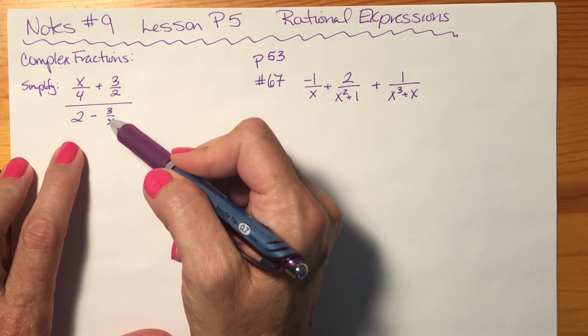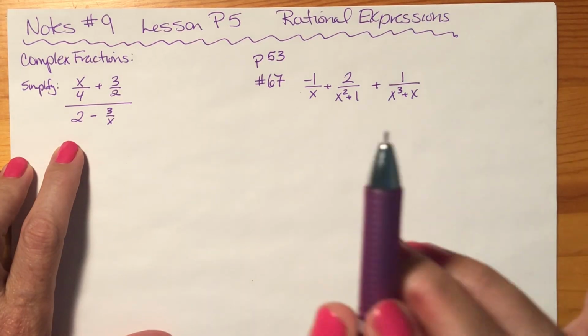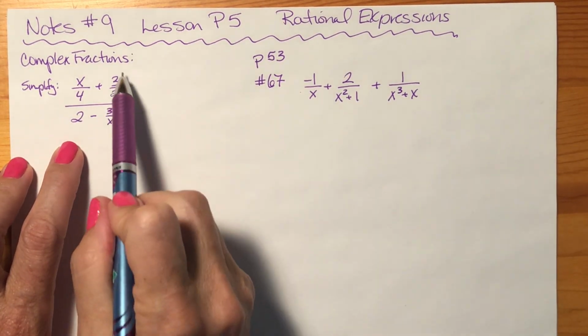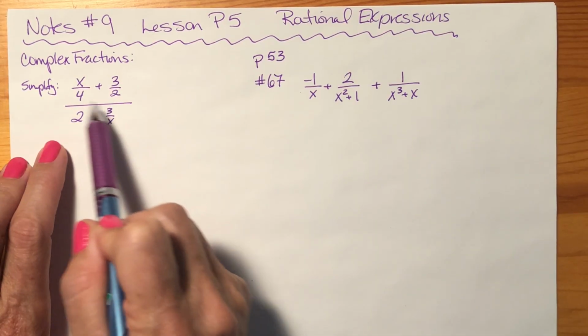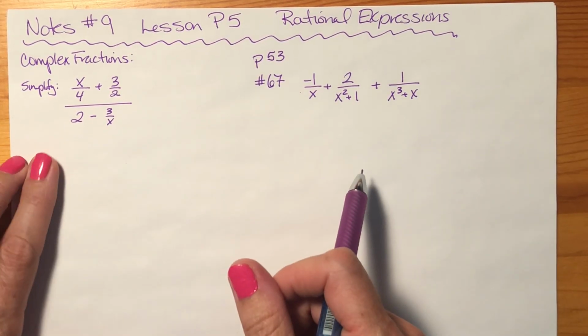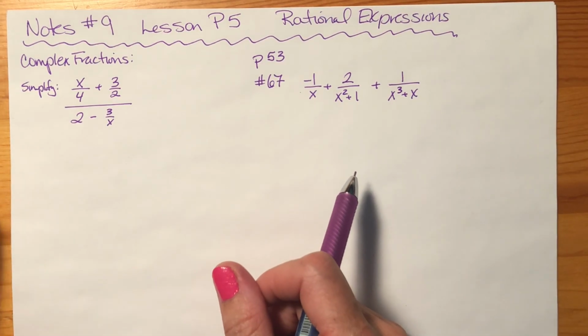Take a look at these. I'm going to show you a shortcut. Mathematicians, we love shortcuts. Look at these denominators. You could go ahead and simplify your numerator, simplify your denominator, and then go ahead and divide. That's fine. You can do that. But I want you to think about it maybe a different way.